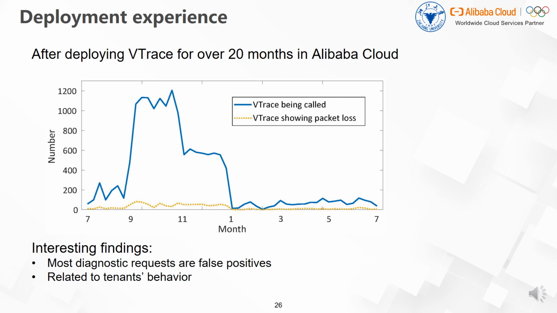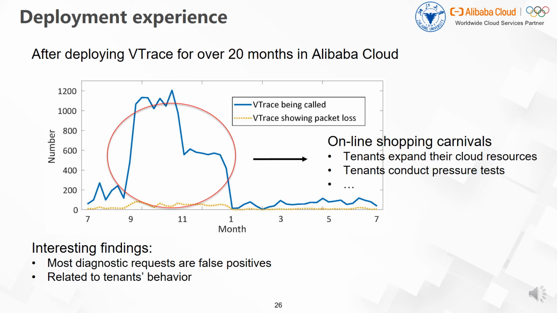Besides, it can be seen that there is a surge in the number of VTrace being called. This is because there are some online shopping carnivals from early September to the end of December, which places severe demands on tenants' ability to cope with the surge in business, especially those related to e-commerce, live video, and so on. Hence, tenants will expand their cloud resources and conduct pressure tests to meet the upcoming huge business. As a result, these tenant-related operations inevitably lead to the increase of VTrace tasks and packet loss issues.